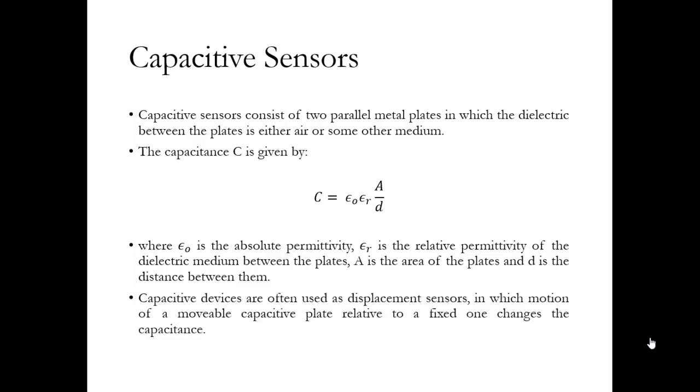Now they are obviously used as displacement sensors, in which we can use them by changing the distance between the two plates. We can measure the distance, or we can measure the change in the capacitance. Accordingly, they can be used as displacement sensors.